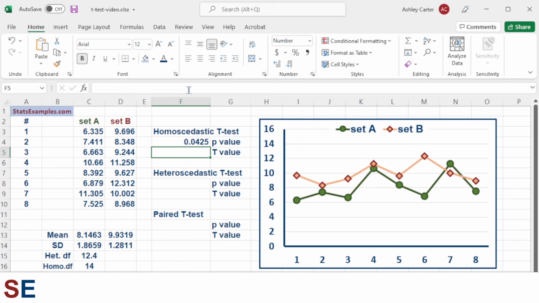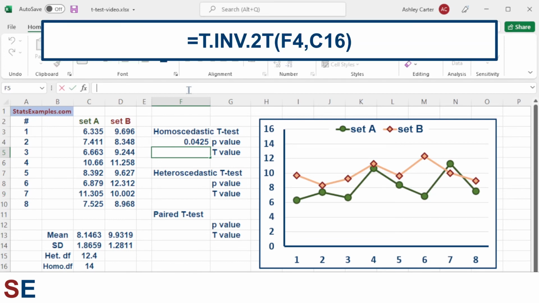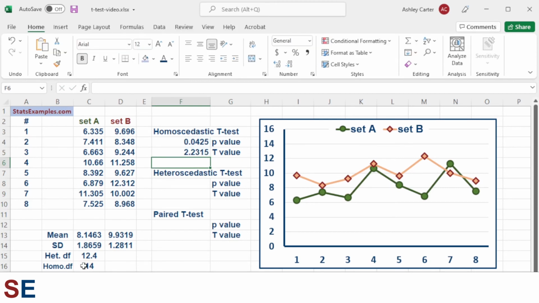But if we wanted the t-value as well, we would want to type in the t-inverse equation. So t dot inverse dot 2 tails. And then in our parentheses, we're going to select the probability value, which is actually our p-value, and then comma, the degrees of freedom for the homoscedastic test. That's down here in this cell C16. So we click on that, close parentheses, and return. So our t-test value is 2.2315.